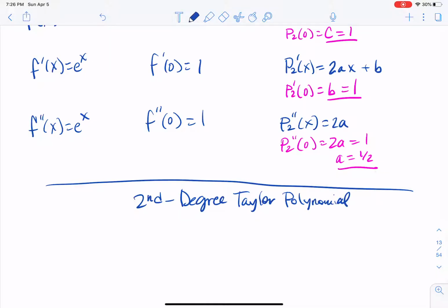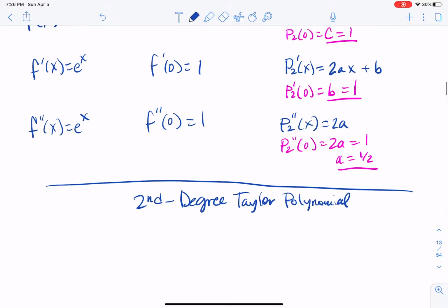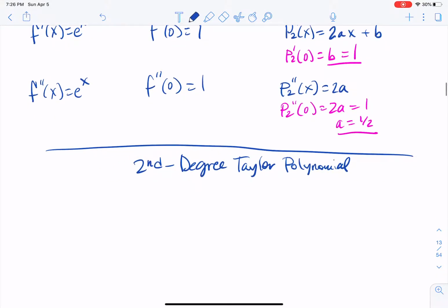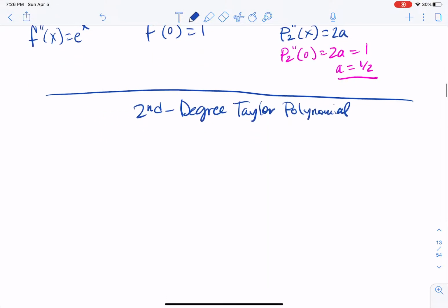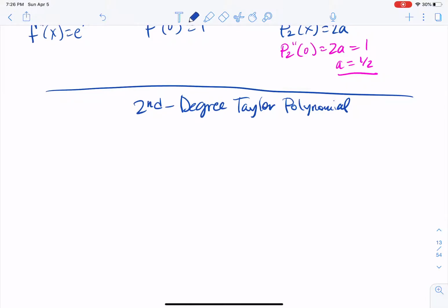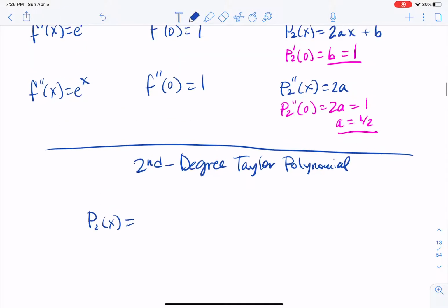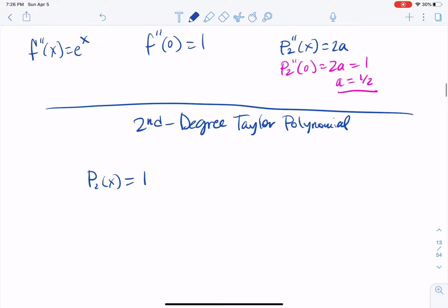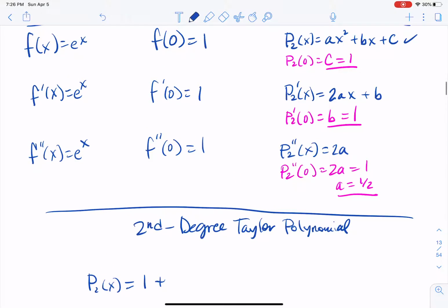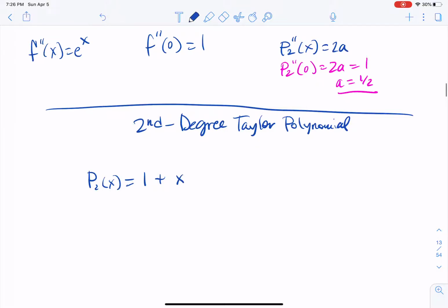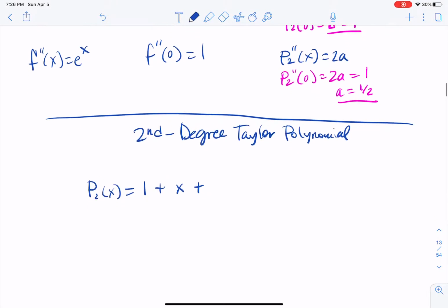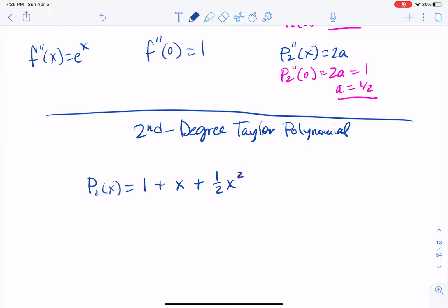Right, I just use the a, the b, and the c value that I just found. And kind of like I wrote the equation of the tangent line, I'm going to write it in reverse order instead of in standard form. So this p sub 2 of x is equal to, let's see, our c value was 1, plus our b value was also 1, x, plus our a value is a half, 1/2 x squared. All right, there you go.